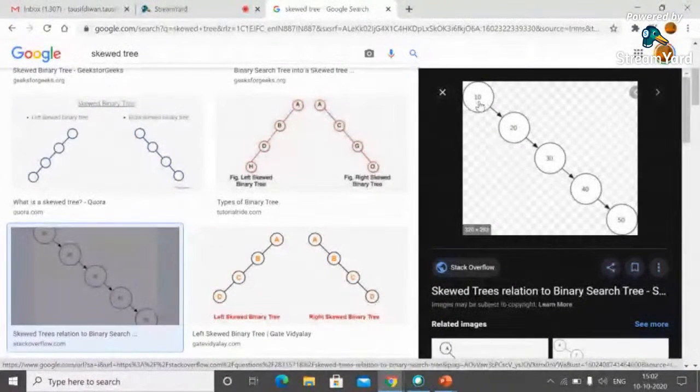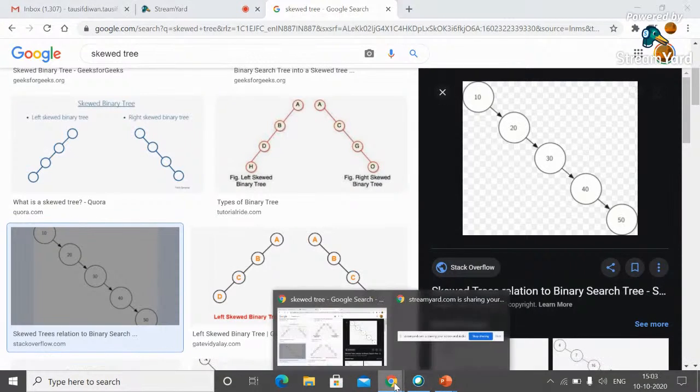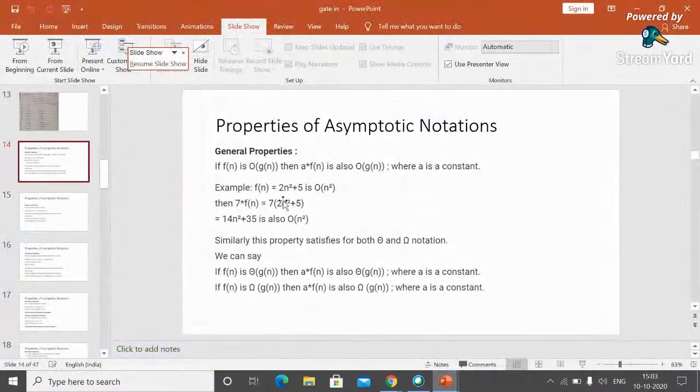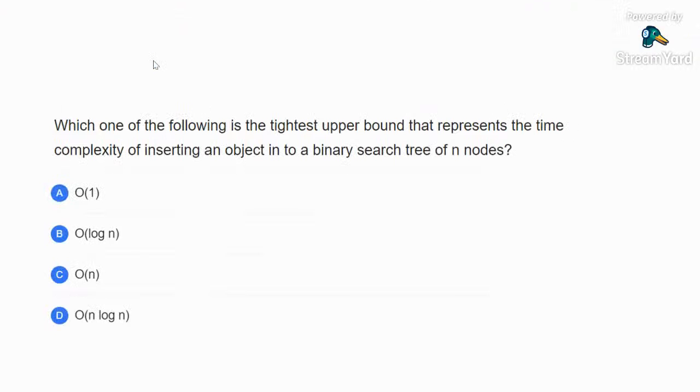see this example. Suppose this is also a binary search tree: 10, then 20, then 30, then 40 and 50. If I want to insert 60 here, first of all I compare from here, one comparison, then second comparison, third comparison, fourth comparison, as well as fifth comparison. How many nodes are there? n is the number of nodes. So 5 nodes are there, and 5 comparisons are required. In that case, you will say order of n comparisons are required. That's why we say it is order of n only.